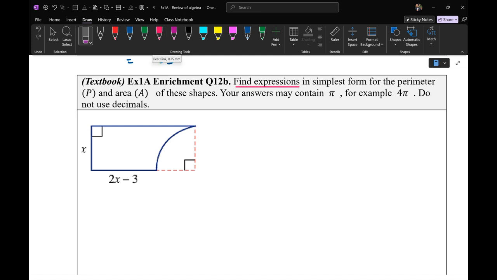Still waiting. Find expressions in the simplest form for the perimeter and the area of these shapes. Your answers may contain pi. For example, leave it as pi, do not use decimals. That means don't use a calculator.